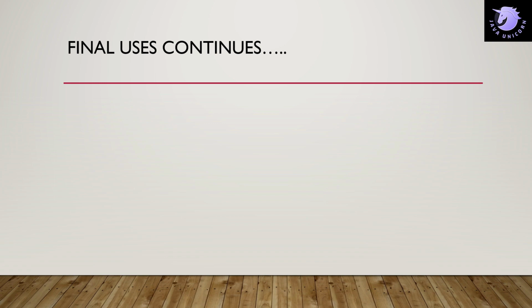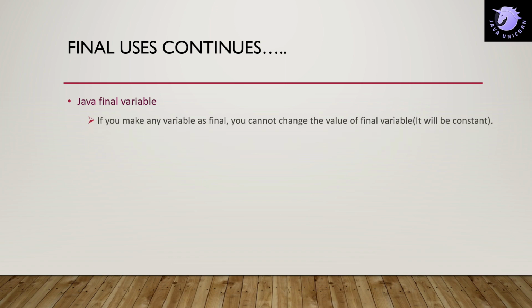What are the uses of a final variable? As I said, final can be used with a variable. Whenever you declare a variable as final, that means you are declaring it as a constant variable. That means you are not going to allow the variable to be modified. The value of the variable cannot be modified. Like in this case, when I declare the integer variable speed as final, that means the variable speed cannot be changed.